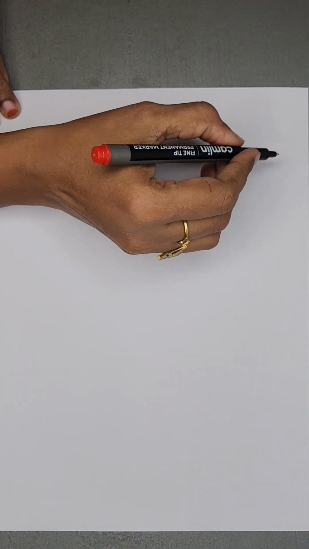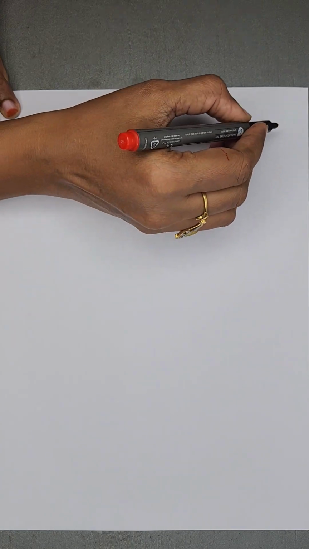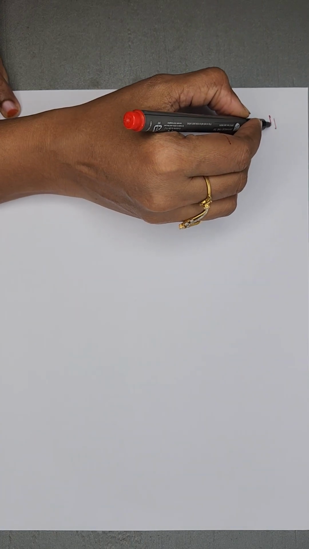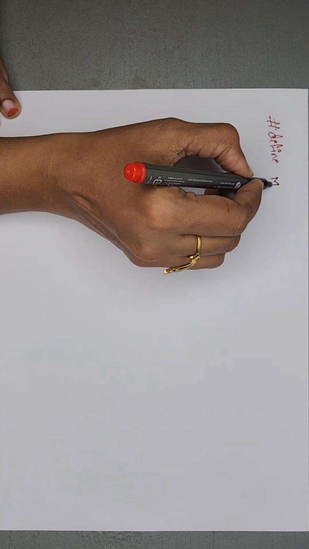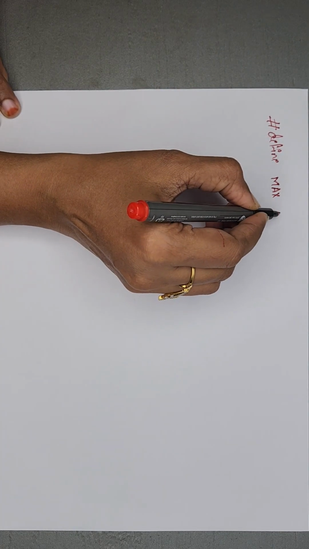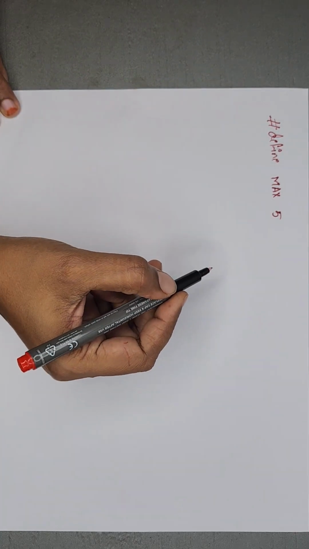Now we'll write a complete program. First I'm going to start with the main function. Before the main function, first we have to declare max. #define MAX. The max value, I'm going to take 5, and I'm going to store integers in the stack.